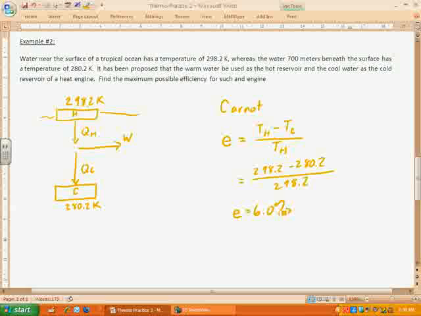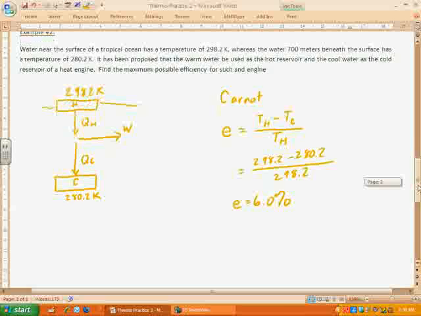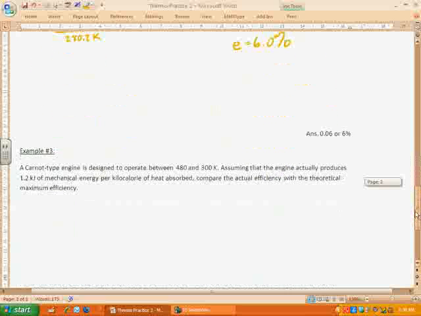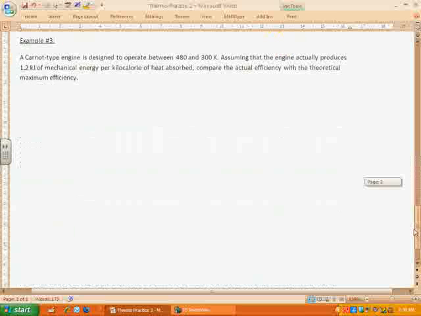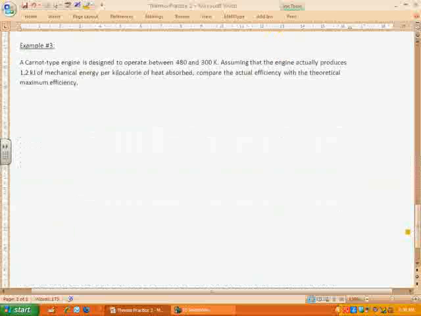Alright, so that's fairly straightforward. That's just so that you can have the idea of the efficiency of a Carnot engine. Pretty novel idea. Maybe they'll get it to work someday. Alright, let's go on and look at one more example, one that's a little bit different.